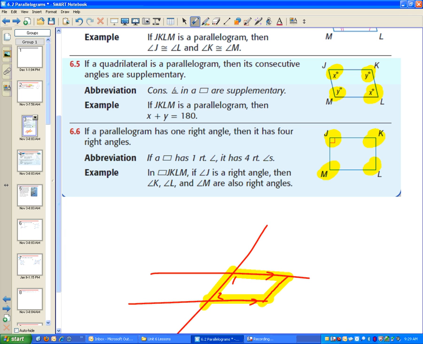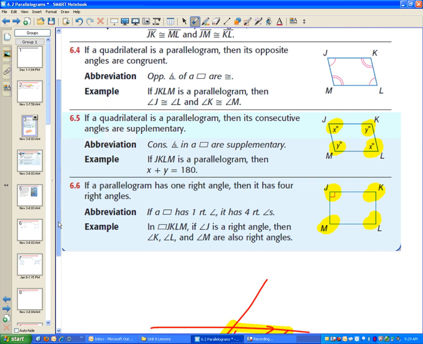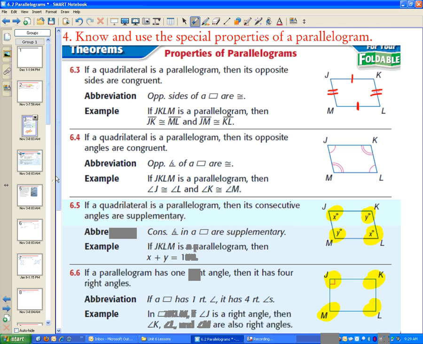Okay? All right, so I'm going over these kind of fast. I don't mean to, but each individual property is fairly simple and easy to work with. It's just that there's a bunch of them. So what you have to remember so far is that if a quadrilateral is a parallelogram, then we know these things. We know that opposite sides are parallel, opposite sides are congruent, opposite angles are congruent, consecutive angles are supplementary, and if there's one right angle, all four of them are right angles, which makes it a rectangle. Okay? Everybody with me?